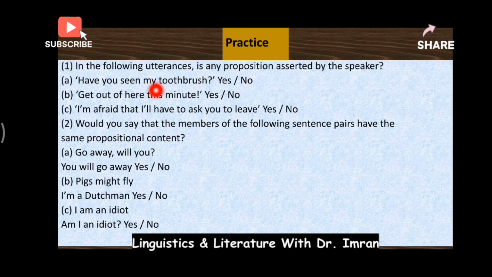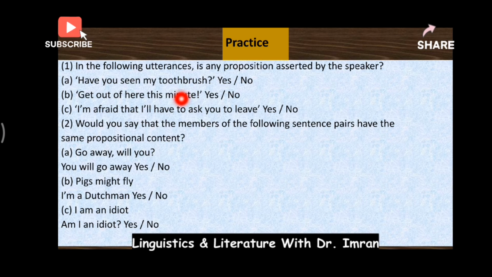Here we have some more practice. In the following utterances, is any proposition asserted by the speaker? A: Have you seen my toothbrush? There is no assertion. It's a question. It's asking about the truth. So the truth is questioned here. The proposition is there, but there's no assertion. The question is, in the following utterances, is any proposition asserted by the speaker? So in the first sentence, A, there is no assertion. It's a question.